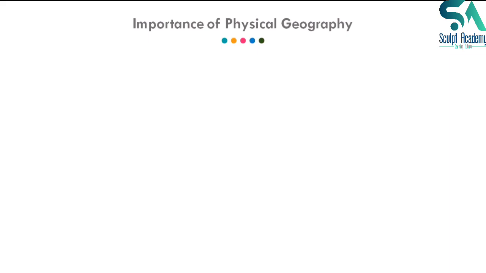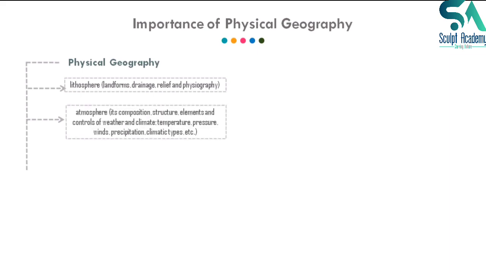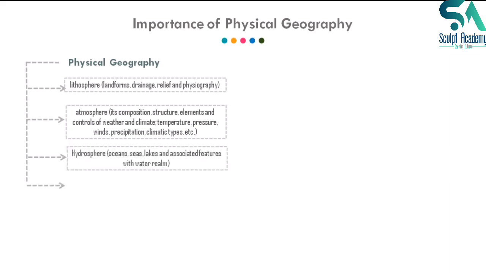So, let's understand the importance of physical geography. Physical geography basically includes the study of lithosphere, that is landform, drainage, relief, and physiography, that is the concern of geomorphology. Next is atmosphere, its composition, structure, elements, controls of weather, climate, temperature, pressure, wind, precipitation, climate types, etc. Basically concerned with climatology. Hydrosphere, basically concerned with oceanography or hydrology as we say. And biosphere, that is life forms including human beings and microorganisms and their sustaining mechanisms.